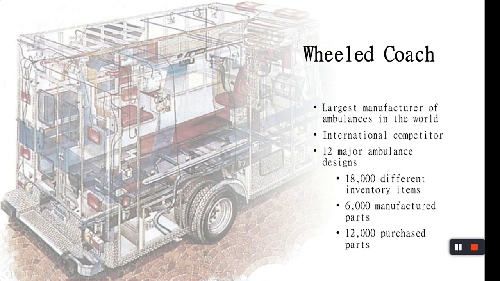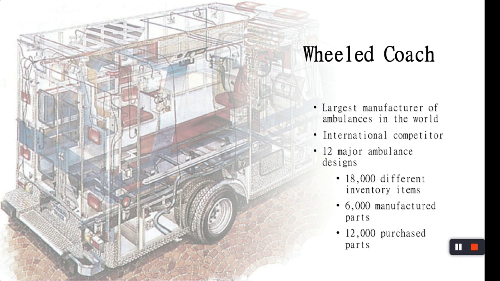So let's have an example. Wheeled Coach. Wheeled Coach is a company, the name of a company. It's one of the largest manufacturers of ambulances in the world. And in fact, it has several international competitors. And this company is manufacturing 12 major ambulance designs. So you can just imagine the complexity of their manufacturing process, right?